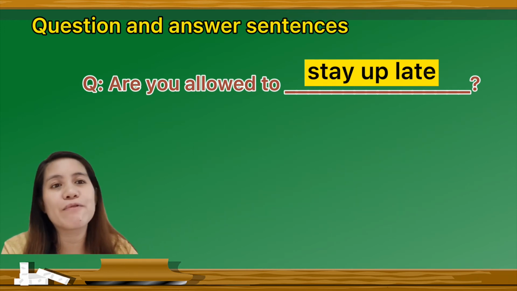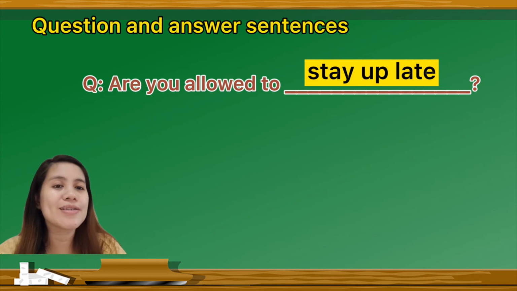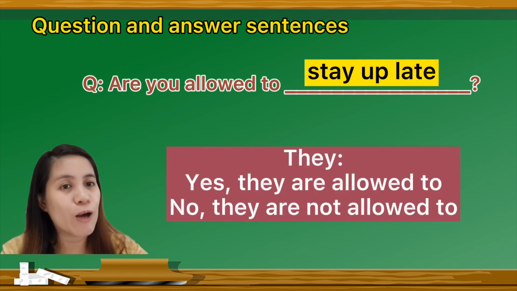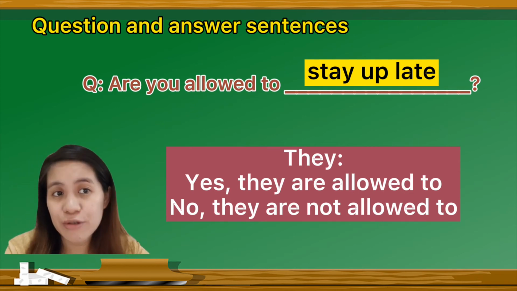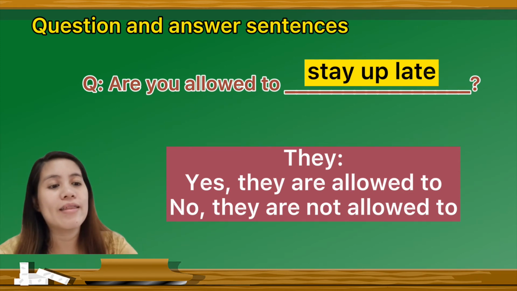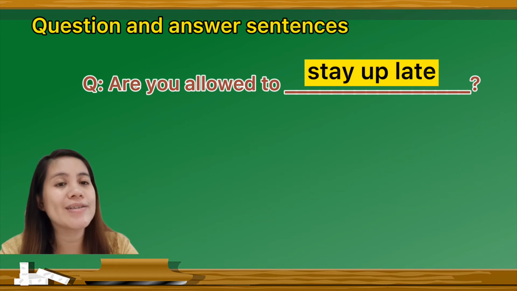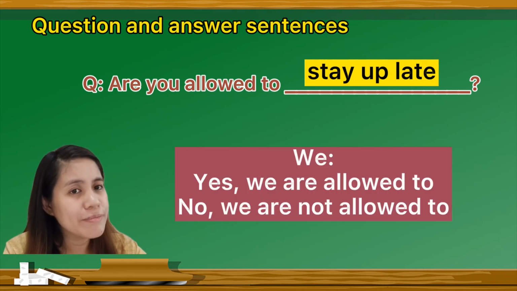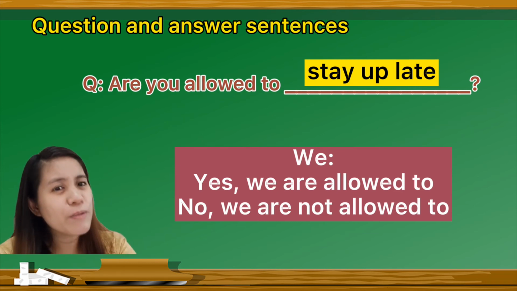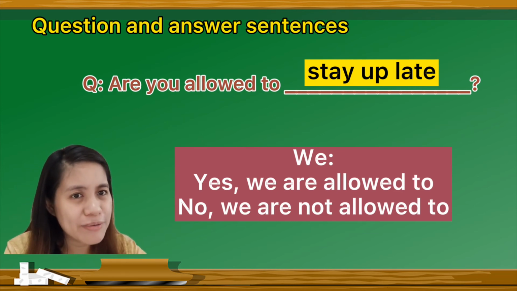If using they, you can say yes, they are allowed to, or no, they are not allowed to. And if you use we, you can say yes, we are allowed to, and then no, we are not allowed to.